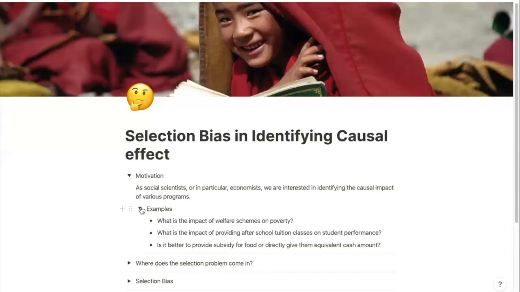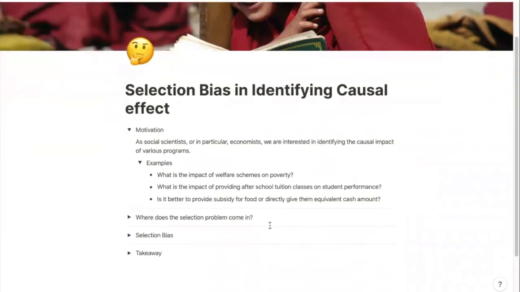For example, suppose the goal is to reduce malnutrition among the children belonging to poorer families. So is it better to provide them subsidy for food, or is it better to just directly give them cash for the equivalent amount? For these questions and many more questions like this, it is important to know the true impact of these various interventions or various programs so that the resources can be allocated accordingly. Now, where does the selection problem come in here?